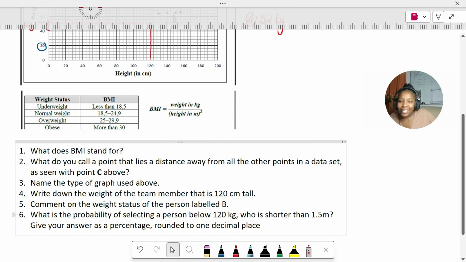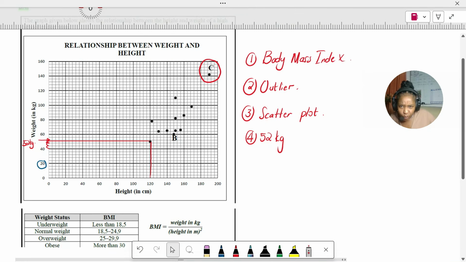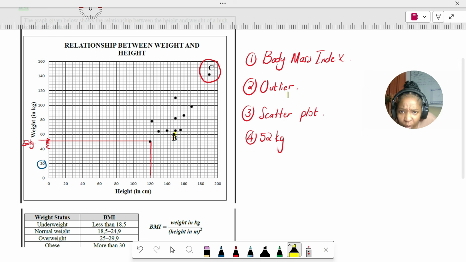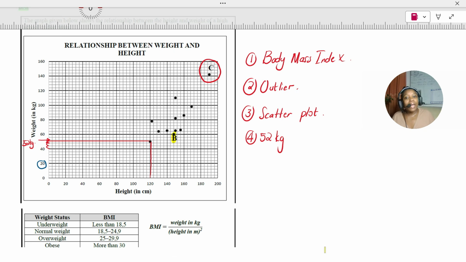Comment on the weight status of the person labeled B. So we're going to go to the person labeled B. Where is the person labeled B? That's the person there. And we want to comment on the weight status of this person. For us to be able to comment on the weight status, what is it that we need to do? We need to calculate that person's BMI.